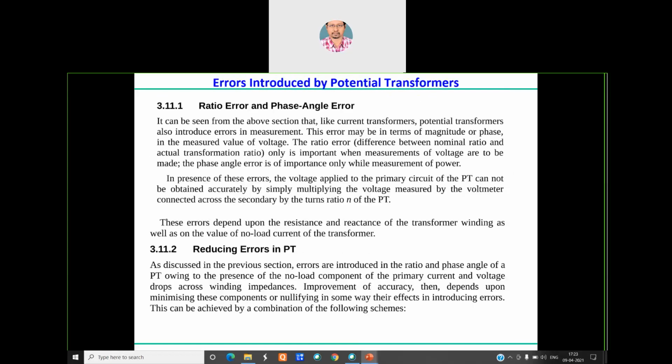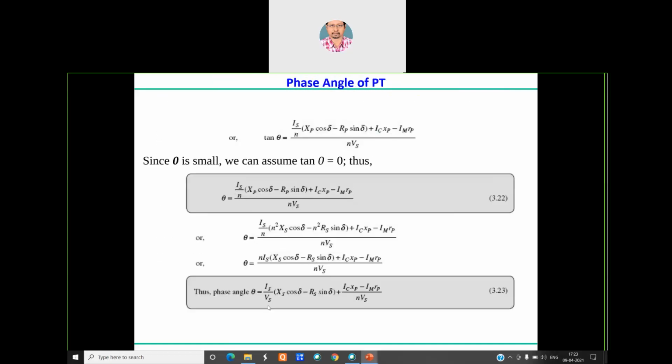That is the reason why you see that for most of these parameters we try to substitute or remodify our equation in such a way that the phase angle error, or the tan angle, or the transformation ratio can be represented in terms of the secondary values. Yes, IC and IM are the exception, because these ultimately represent the losses.